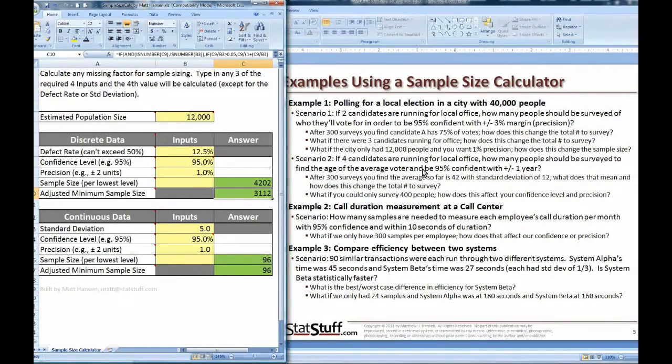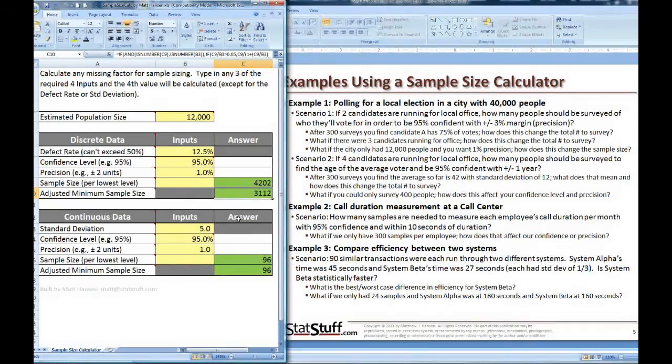Alright, now let's extend this situation to scenario 2. Let's say that there are 4 candidates running for local office. How many people should be surveyed to find the age of the average voter and be 95% confident with plus or minus 1 year? Well, in order to figure this out, we have to first again figure out which calculator we're going to use, the discrete or continuous.